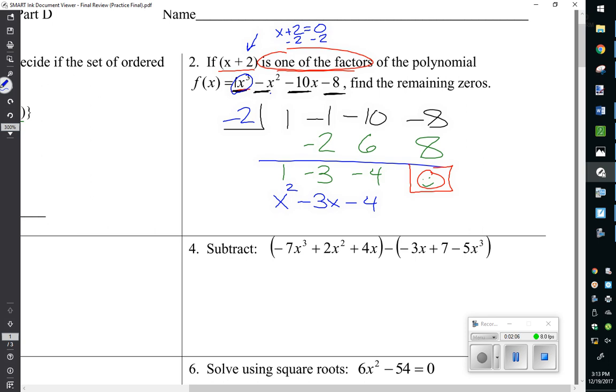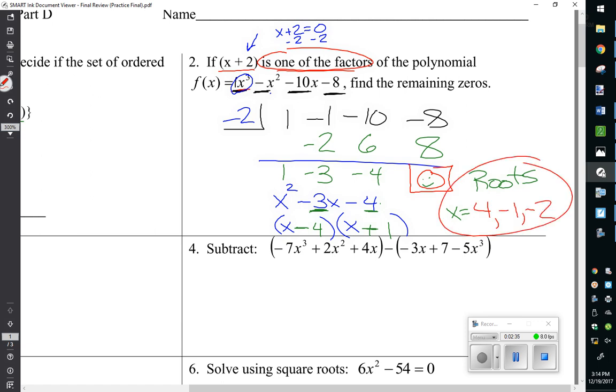To find my other 2 answers, I need to solve that. In this case, I'm going to factor. I need 2 numbers that multiply together to get me -4, that would be 4 and 1, and it needs to get me -3, so it's a -4 and a +1. Those 2 numbers multiply together to get me -4, and they add together to get me -3. My roots, my zeros, my x-intercepts are going to be x is equal to +4, -1, and -2. Those are my 3 answers here.